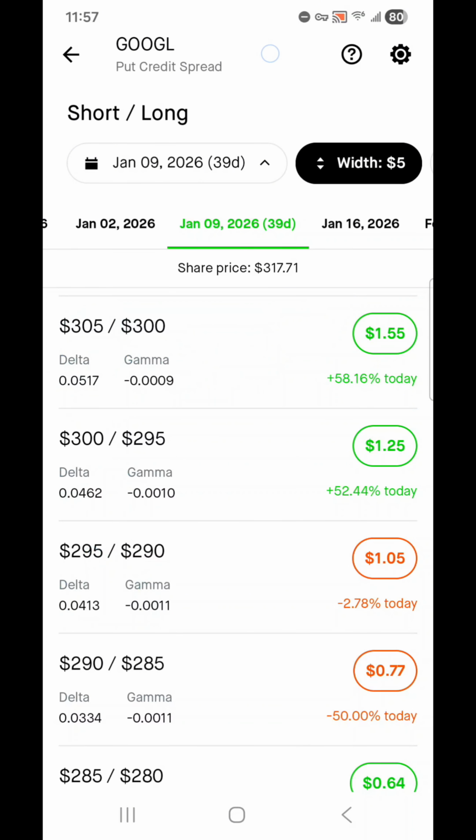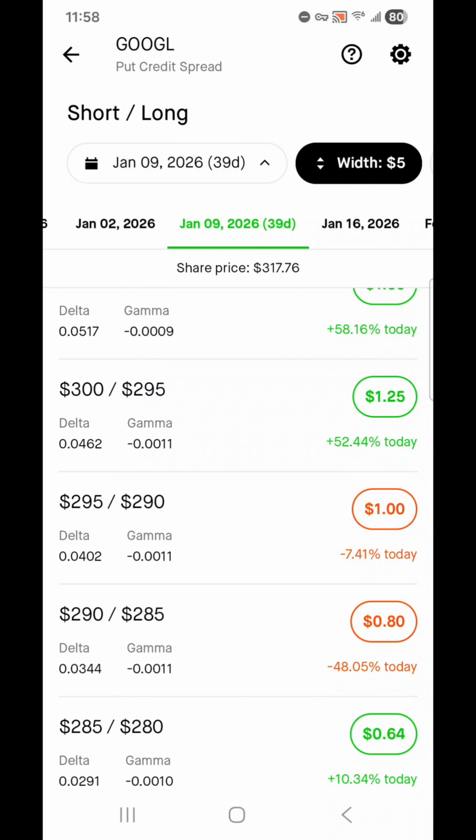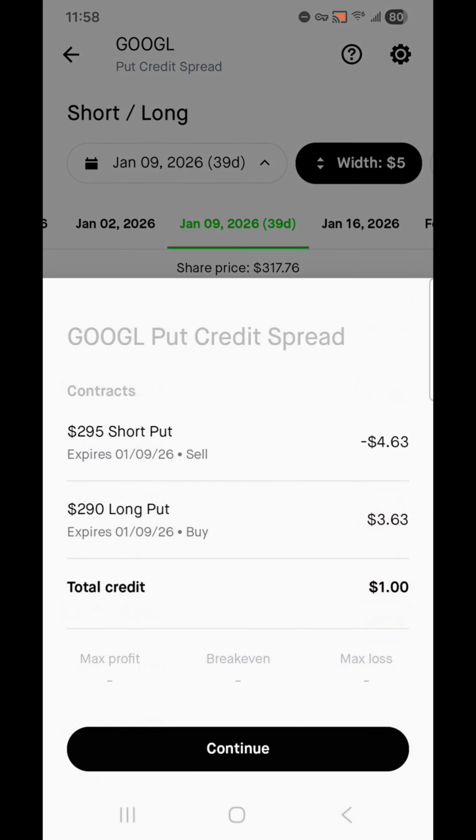So we just have to find something that has a high probability of profit and still collect a decent enough premium to make it worth our while. So why not go to the 295? It's a nice psychological number barrier because this one's at 300, and then 295, 290 for that spread. We'll click on that one.